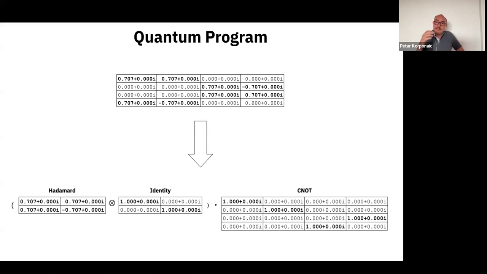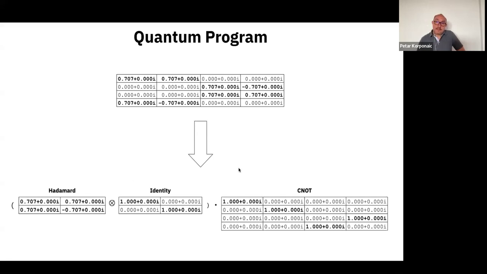Quantum computer has an instruction set. It can perform only a few, usually 2 or 3, matrix transformations. We need to decompose our quantum program, the matrix that we want to perform, into the instruction set of our target quantum processor.